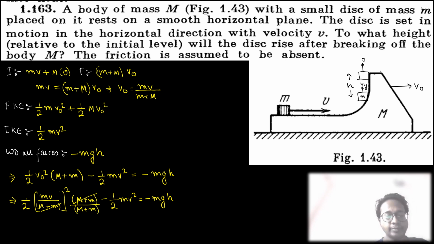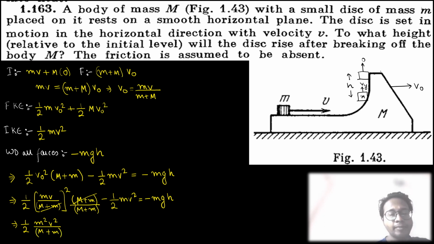Now what can I do? Now see, half m square v square divided by capital M plus small m.